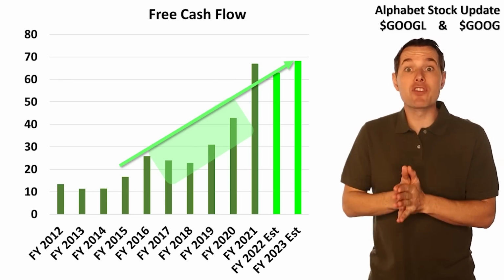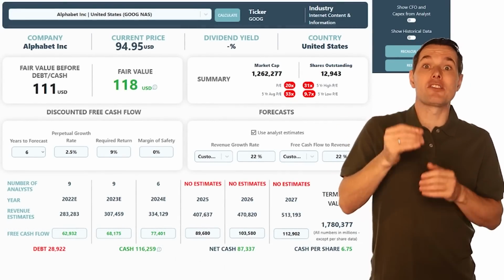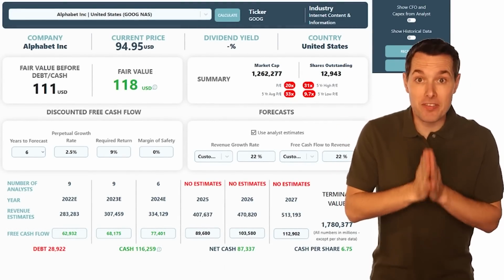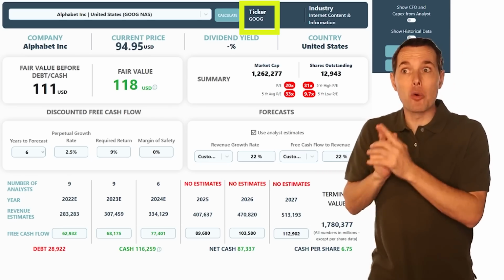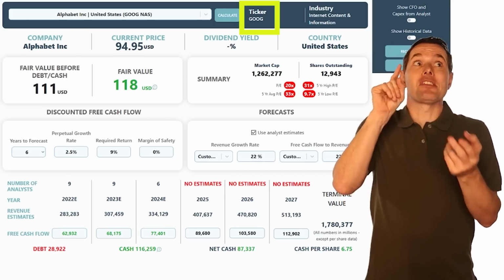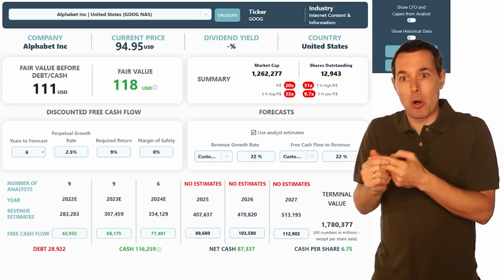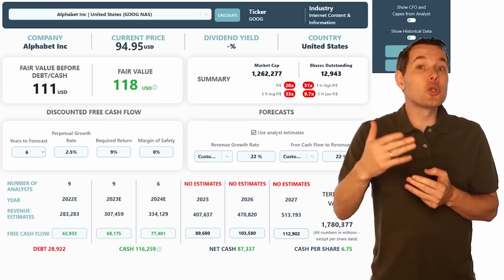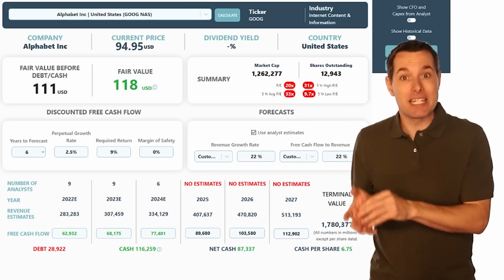Okay, now let's jump over to the fair value calculator that we mentioned before to see what Google stock is worth today. So before we jump into the details, I just want to point out real quick that this calculation is actually for GOOG shares. GOOG represents Google Class C shares. There's also Google Class A shares, which is GOOGL, and then there's Google Class B shares, which is not publicly traded. It's primarily held by insiders.